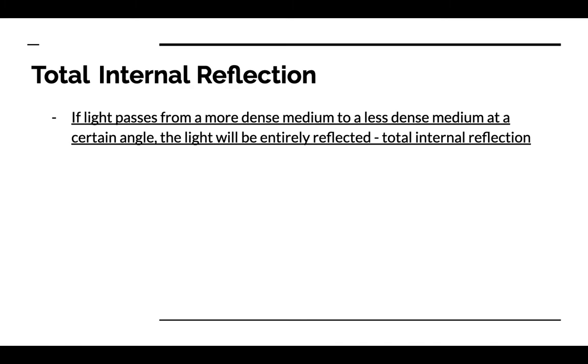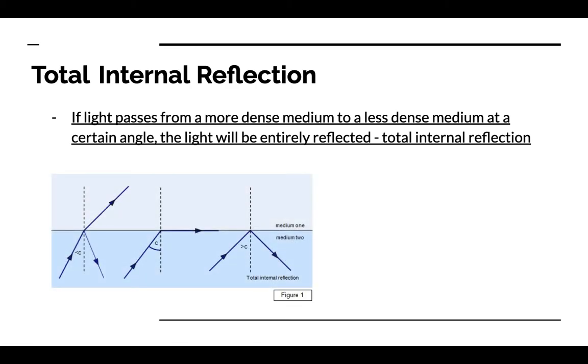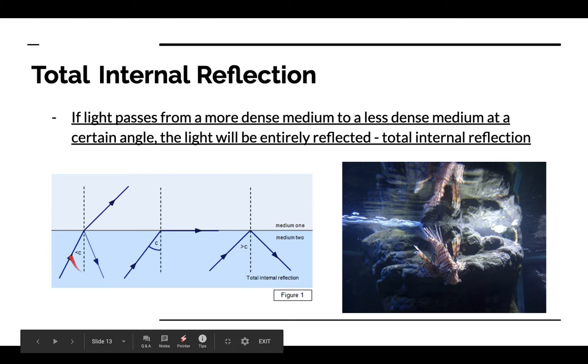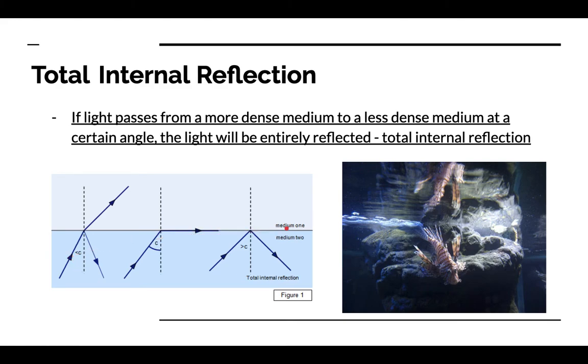All right, and so a brief aside right here, we can also look at total internal reflection. If a light passes from a more dense medium to a less dense medium at a certain angle, the light will be entirely reflected, and this is known as total internal reflection. Okay? So we're not going to go into the mathematics of total internal reflection because it involves a little bit of trigonometry.